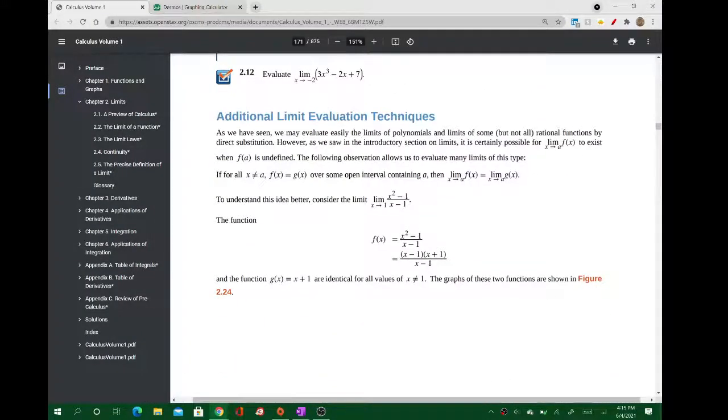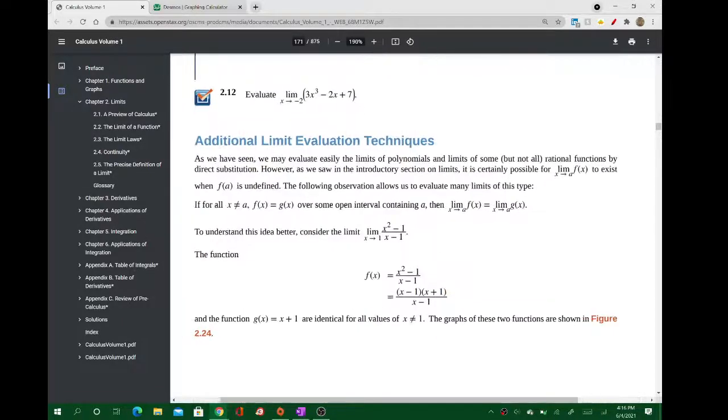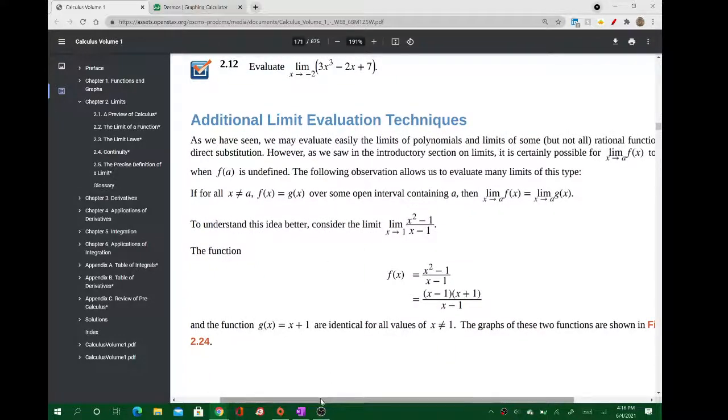Now, sometimes, it says, as we have seen, we may evaluate easily the limits of polynomials and limits of some, but not all, keep this in mind, not all rational functions by direct substitution. And it says, however, as we saw in the introductory section on limits, it is certainly possible for the limit as x approaches a of f of x to exist when f of a is undefined. And yes, that's true. It is possible.